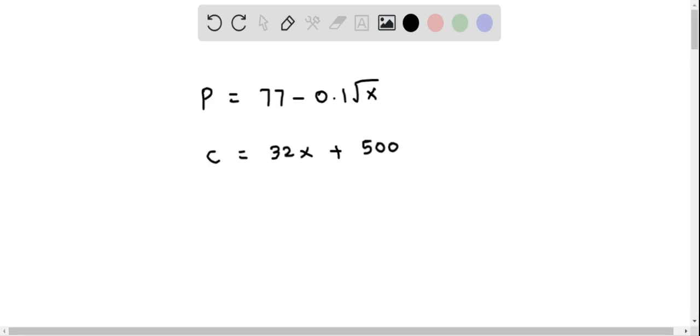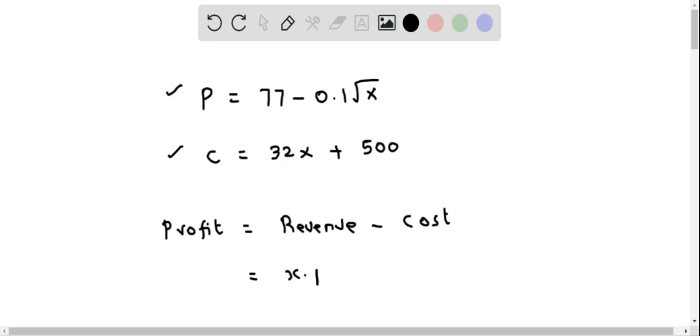We now determine the price that maximizes the profit using the price demand function as well as the cost function. So first we write the profit function. This equals revenue minus the cost function. And we write revenue equals x times the price demand function, minus the cost function.